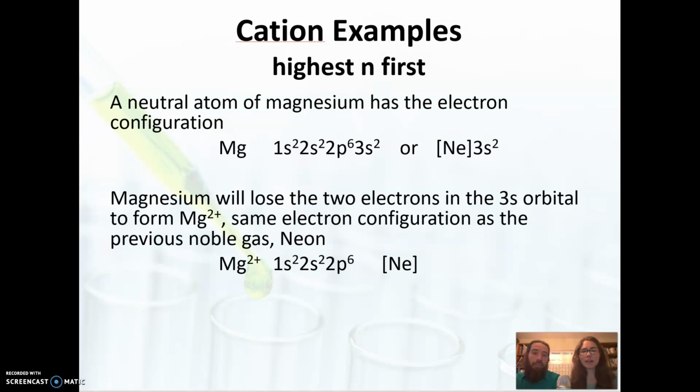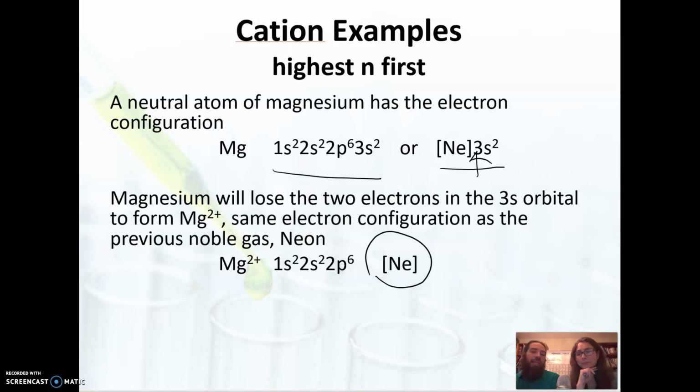So here's an example of removing from the highest N first. Of course we start with our neutral atom of, in this case, magnesium. And we can write it as the complete SPDF, see a little review here, or our noble gas configuration. And magnesium is going to lose 2 electrons. It makes an Mg+2, and it removes them from the highest N. So our highest N is 3, so it takes away those 2 electrons, and look at that. We are a noble gas again. And that is why magnesium will lose 2 electrons instead of 1.